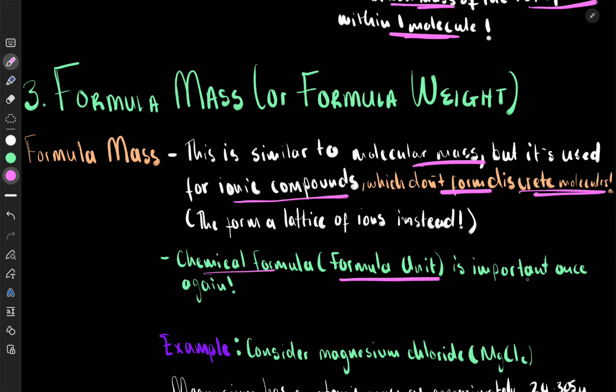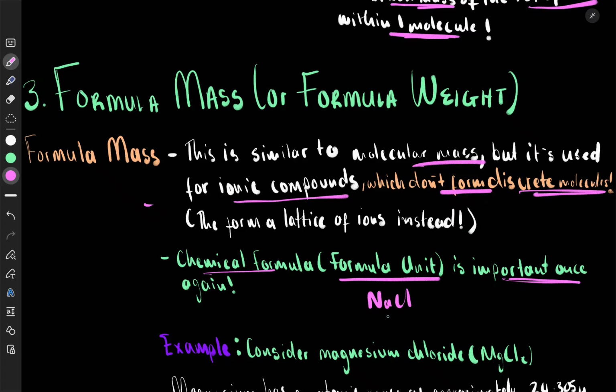So the chemical formula is important. What will be the chemical formula? We saw that for molecular mass, the chemical formula was important. We had H2O, and we said 2 times the mass of hydrogen plus the mass of oxygen. So that's the same thing we have. On formula mass, the formula is important as well. Which formula? Formula unit. No longer molecular formula, but formula unit.